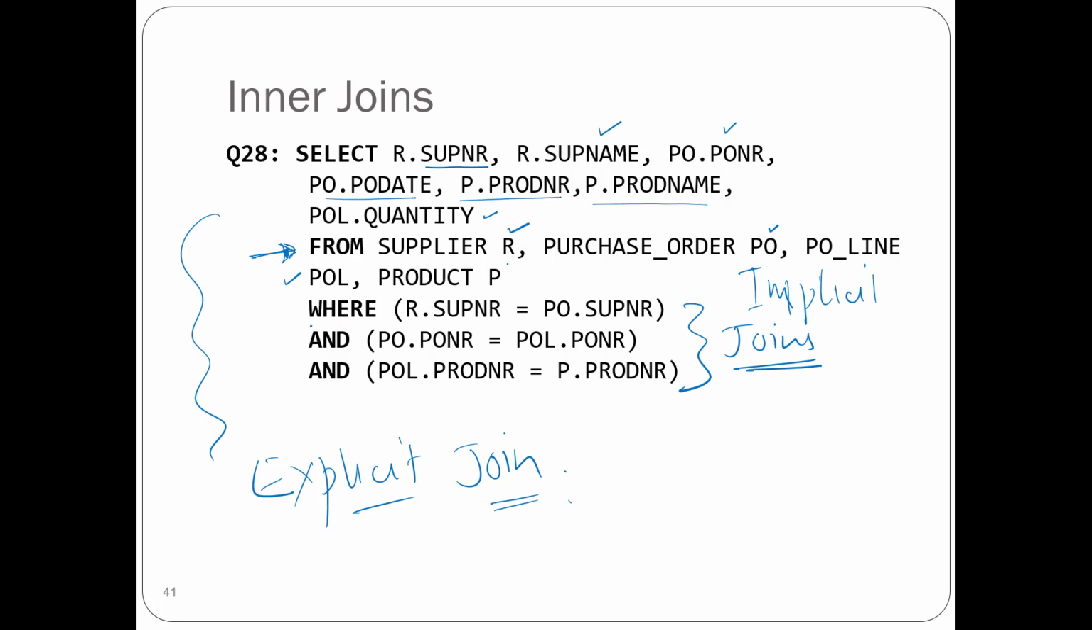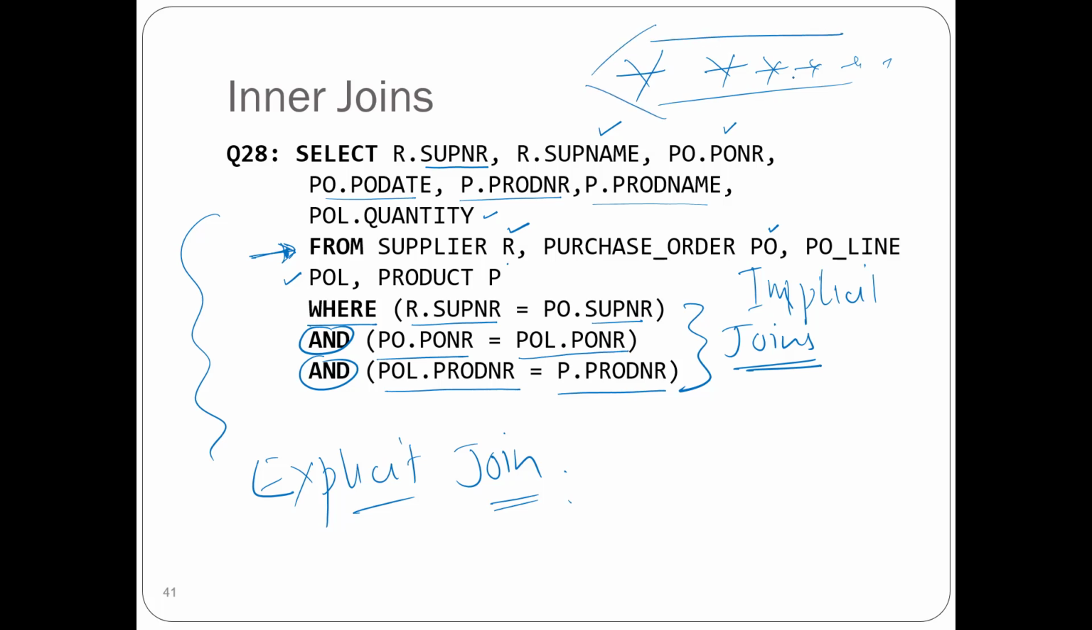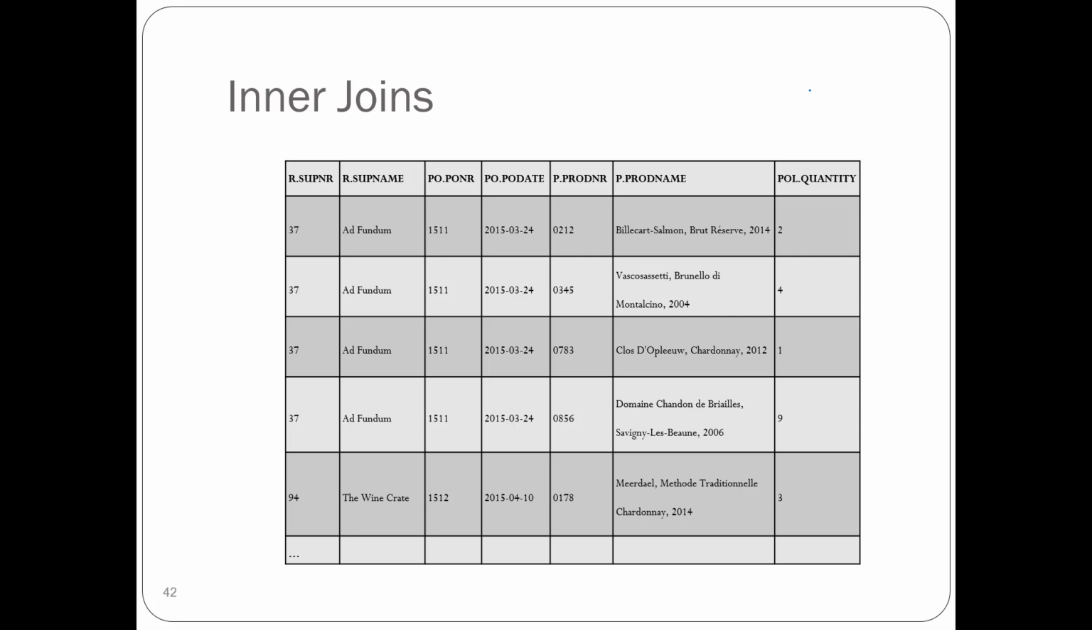Following that, we have the where clause for join. It says where r.subnr is equal to po.subnr, and po.ponr is equal to pol.ponr, and pol.ponr is equal to p.ponr. I know this is complex because we have four tables involved. Since there are four tables, we'll have to do three joins, and we want all these three conditions to be satisfied. Therefore, we will have to use the AND operator twice. Let me put some stars here because this is a very important, very interesting query, and the result is over here.